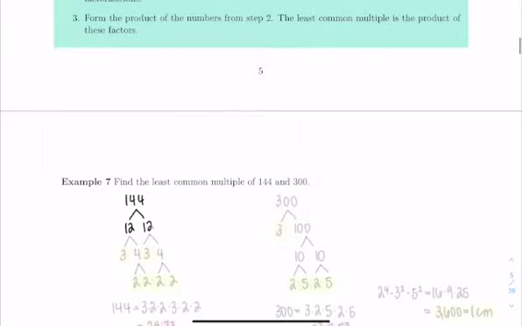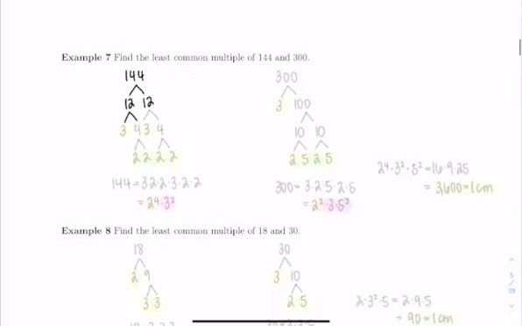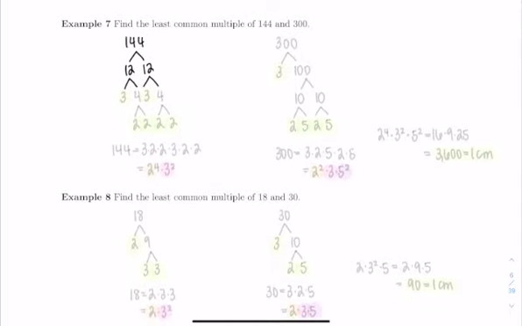144 is 12 and 12. Well, 12 is 3 and 4. Our 3's are prime, but we can break down 4 into 2 and 2.